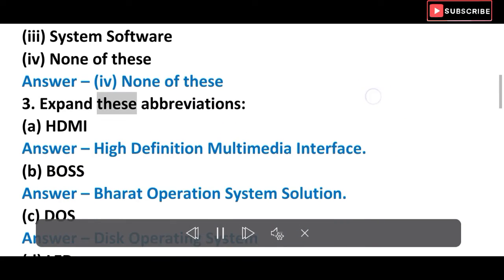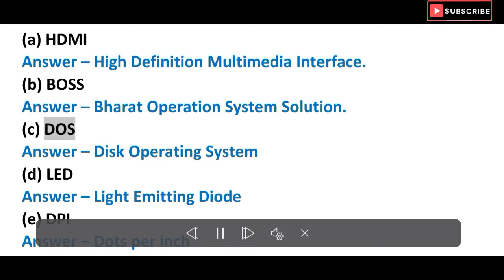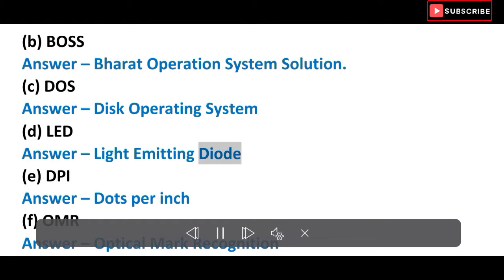3. Expand these abbreviations. A. HDMI. Answer: High Definition Multimedia Interface. B. BOSS. Answer: Bharat Operating System Solutions. C. DOS. Answer: Disk Operating System. D. LED. Answer: Light Emitting Diode.